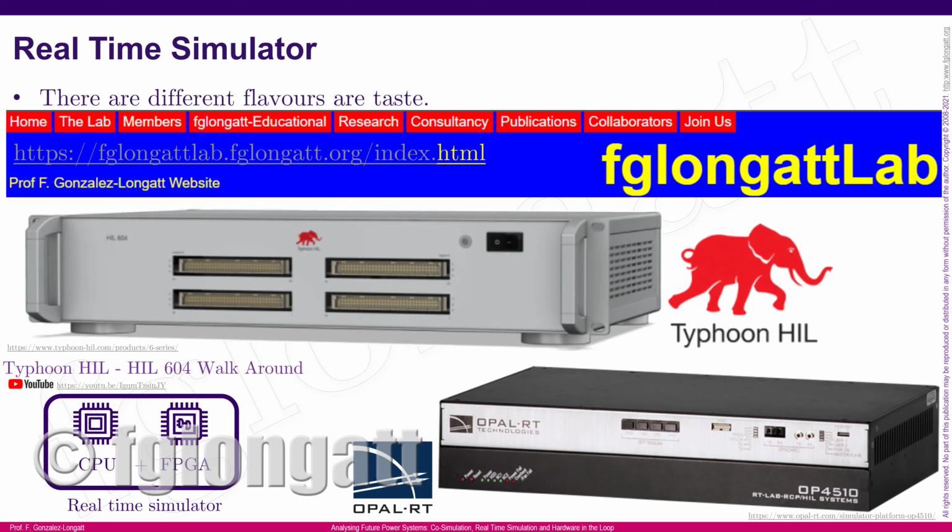Regarding real-time simulators, there are many flavors, many brands, many specifications. Today, I will tell you about just two of them because those are the real-time simulators that I have at the lab. One of them is the Typhoon HIL 604, coming from Typhoon HIL, that is the manufacturer, and again, inside you have the CPU and the FPGA. And the other real-time simulator that I have at the lab is the Opal RT, the 4510, okay? You can see the links over here, and if you want to get more information, there are also some videos on my YouTube channel, okay?